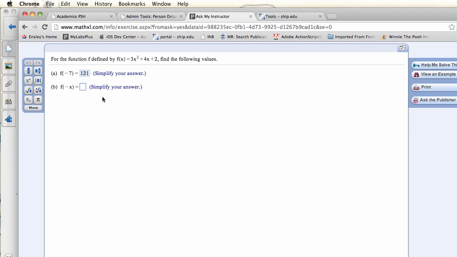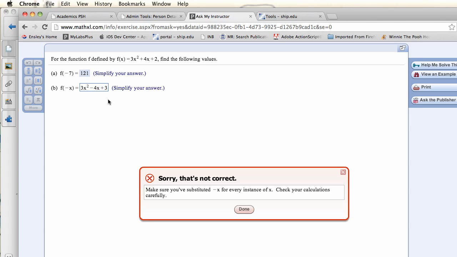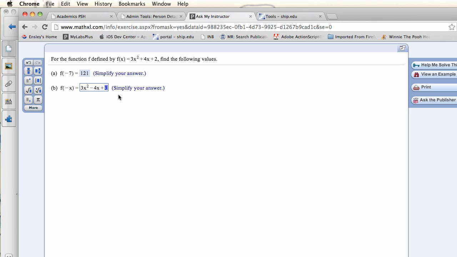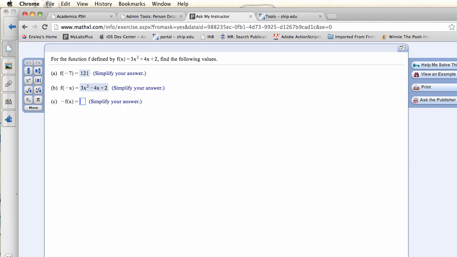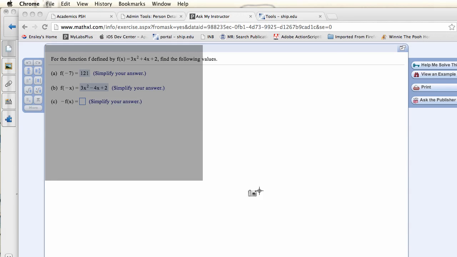So let's enter that into the computer. So 3x squared minus 4x plus 3. Oh, whoops. Sorry, it's plus 2. Forgot the problem from the other screen. Right, that's what we typed. Now we have this problem. Let me grab that on my other screen.